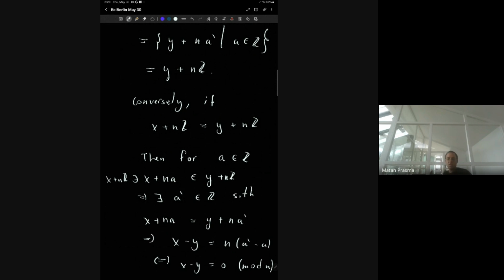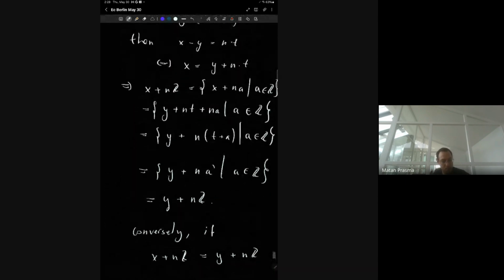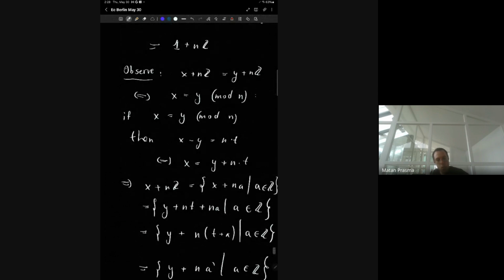Okay, so you see, we know actually when two cosets here are equal. They are equal if x and y are equal modulo n. All right. I guess it's good to stop here.